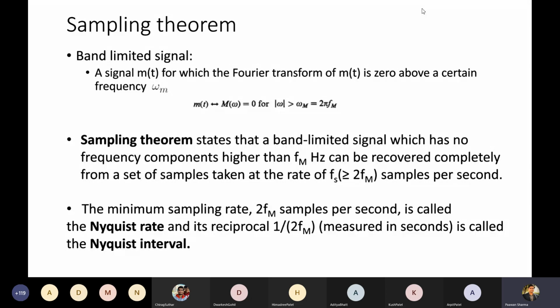I hope you might have studied this sampling theorem. Yes or no? Yes, sir. So why does the sampling theorem come into the picture? For that you need to understand, remember something we call a band limited signal. A band limited signal is a signal for which the Fourier transform is 0 above a certain frequency. Now, what is Fourier transform?